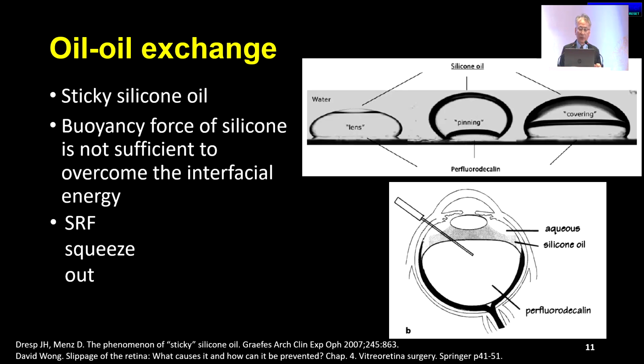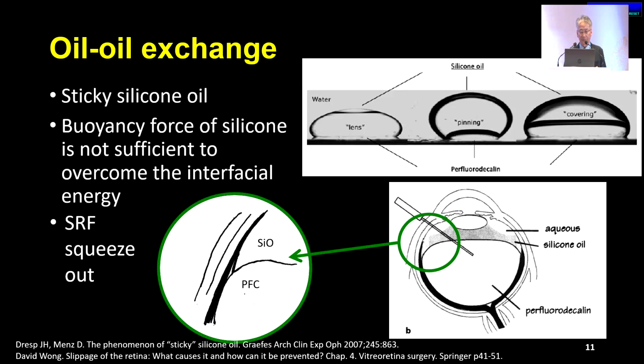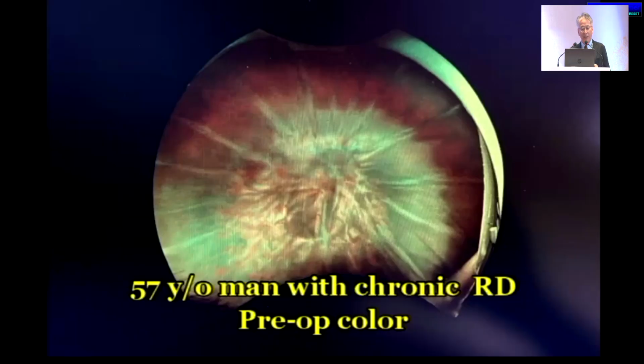But in other words, we can use this to squeeze out the subretinal fluid. When you have an oil-oil exchange, with silicone oil coming in and contacting the perfluorocarbon, they form a very smooth surface that can squeeze out the subretinal fluid. So it makes slippage less likely.